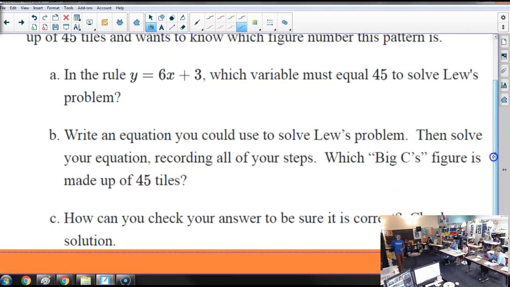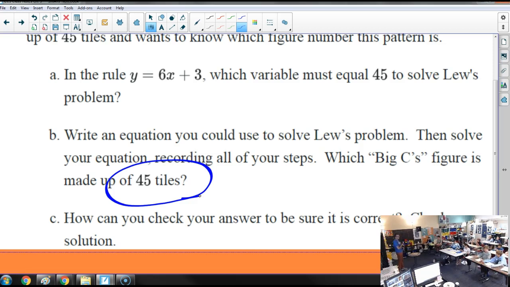Here, we're back. Now, if you have space on your yellow sheet, you might be able to squeeze this in. We're back at the big C problem. But when you told Lewis that he needed 303 tiles, he laughed at you. He's like, that won't work because I only have 45 tiles. So Lewis wants to know, what figure would he be able to make if he only has 45 tiles?